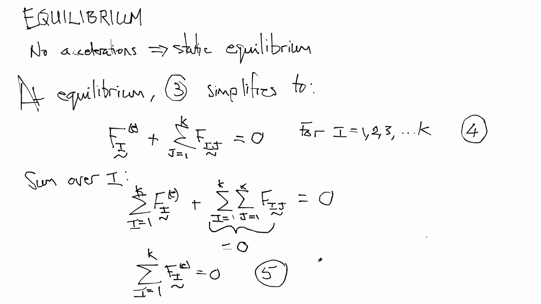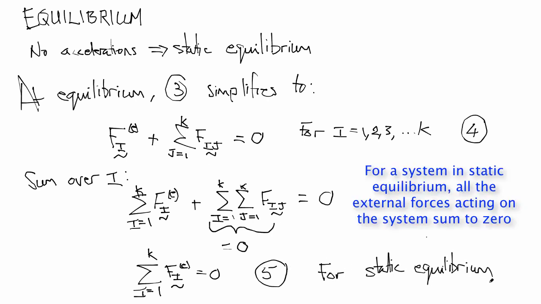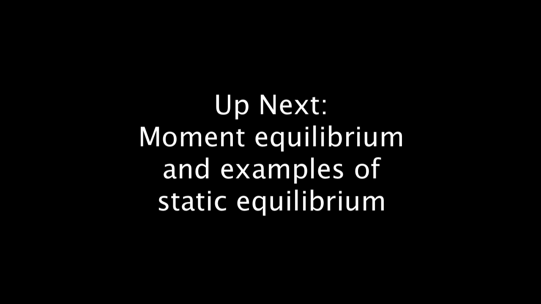So in summary, we can say that for a system in static equilibrium, all the external forces acting on the system sum to 0. So we'll pick up from here in class to review moment equilibrium, and then we'll do some examples. We'll see you then.